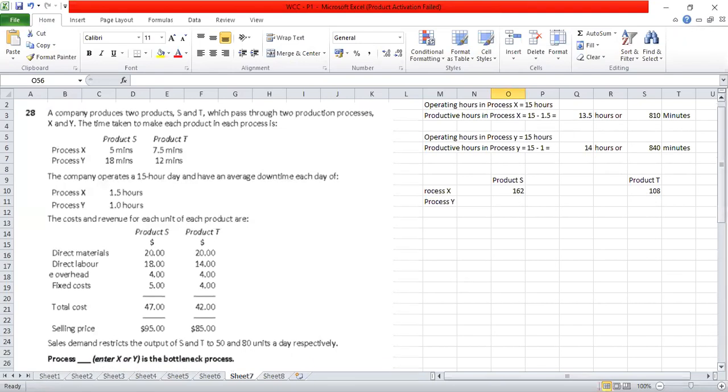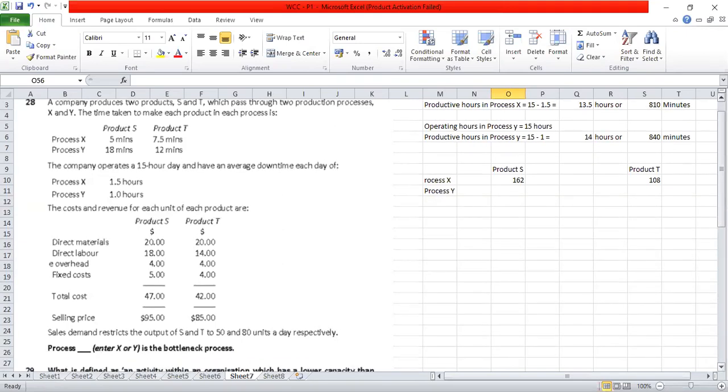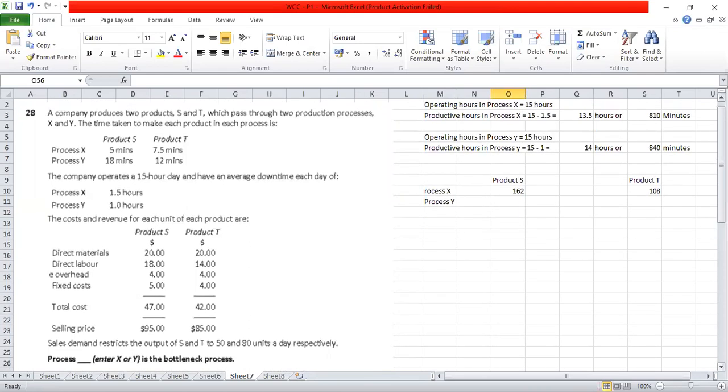So going further, we see that the question is asking us which process is a bottleneck process. So where there is some constraint, some kind of limitation, is what we have to identify. Otherwise, generally, the bottleneck resource or the constraint is mentioned and then we work it out. But in this particular question, we have to identify which one is a bottleneck resource.